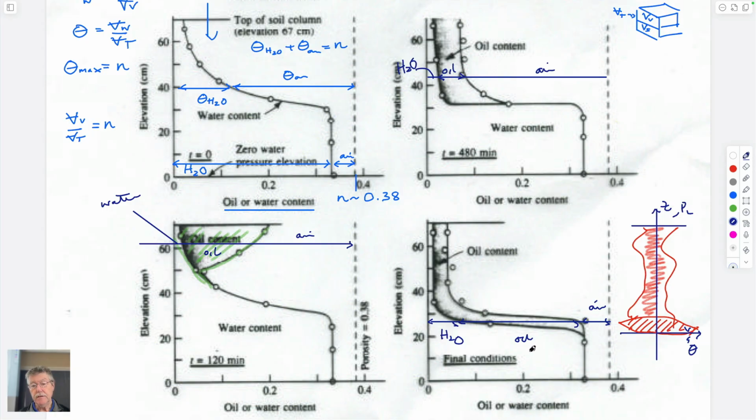So maybe this volumetric moisture content is from 0.08 to 0.32, which is 0.24, is it?